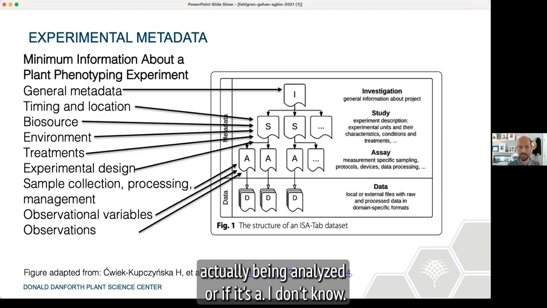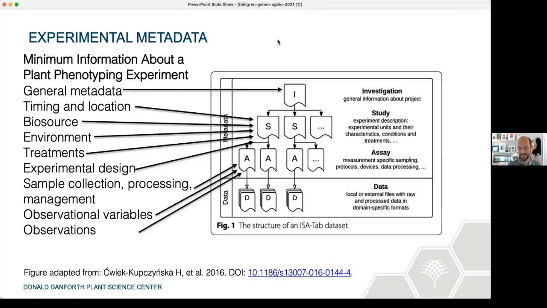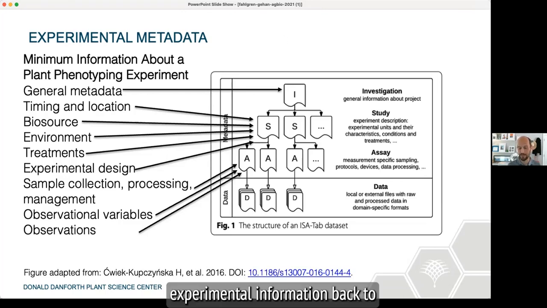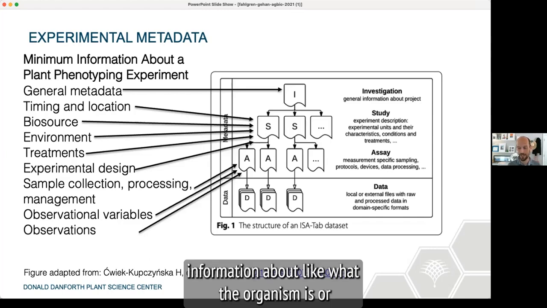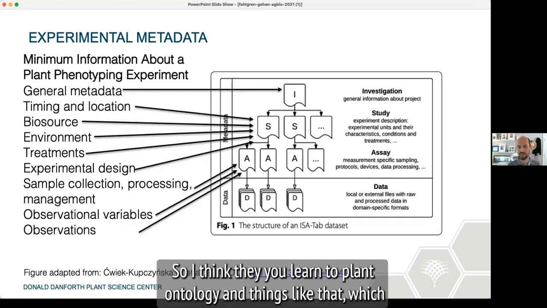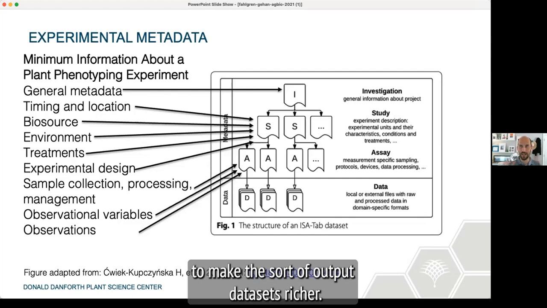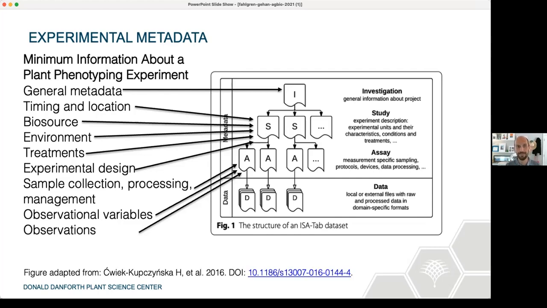So we could have terms, or we could link the experimental information back to information about what the organism is, or what organs or other plant structures are being analyzed. So I think that could link to plant ontology and things like that, which would be interesting to make the output data sets richer.